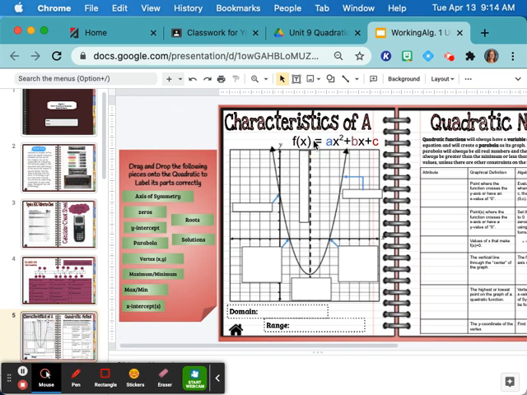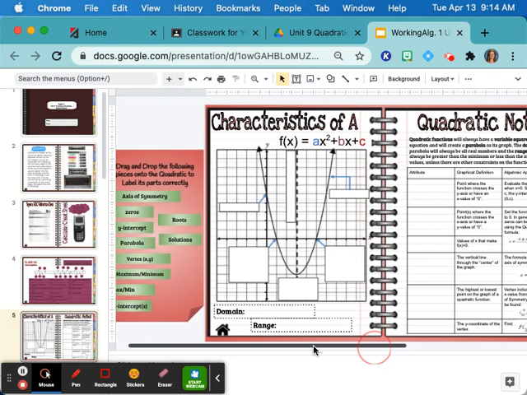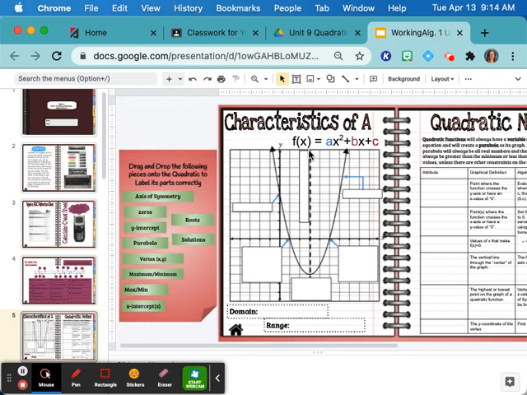We have f of x equals ax squared plus bx plus c. Now what I want you to do is drag and drop each one of these vocabulary words to where they belong, here on this graph and also in the notes part. So what is this dotted line that goes down the middle of a parabola? Axis of symmetry. So drag that over and then flip it around. Use that little pivot tool to flip it around.